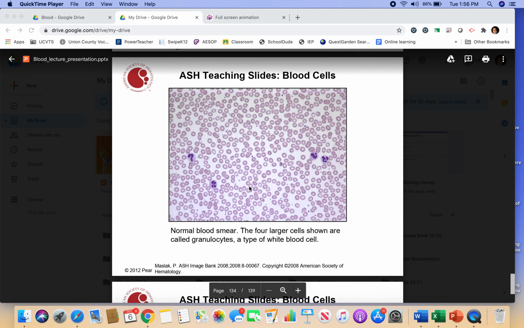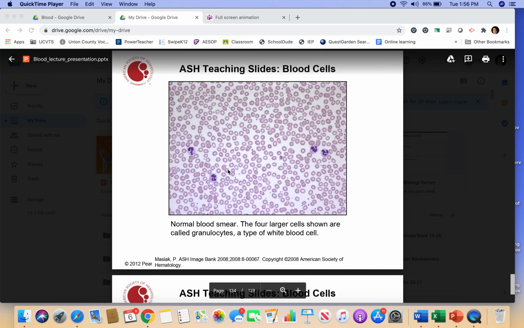In the same blood smear, you may also find numerous cells which will have dark nucleus, right? So these are granulocytes, a type of white blood cell. We have discussed them, granulocytes.